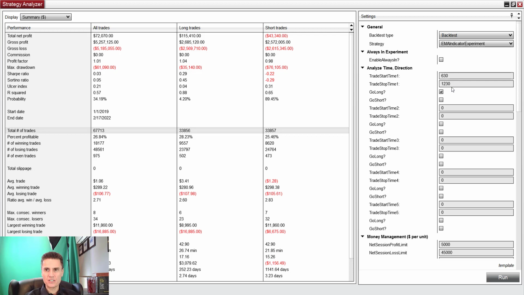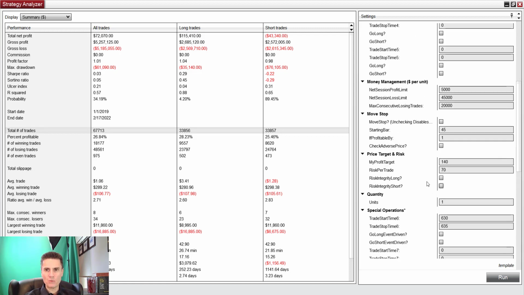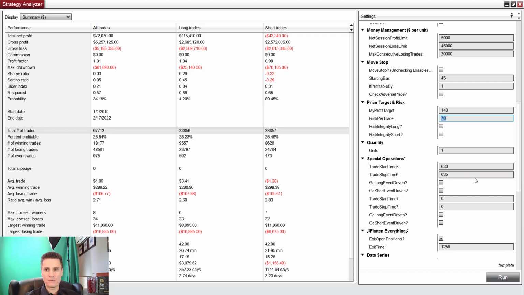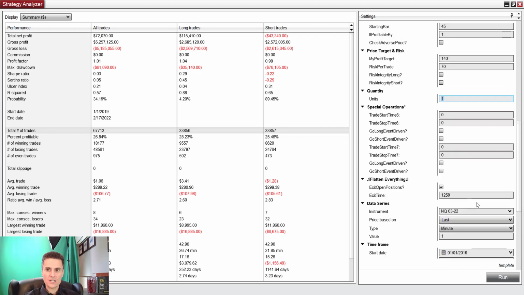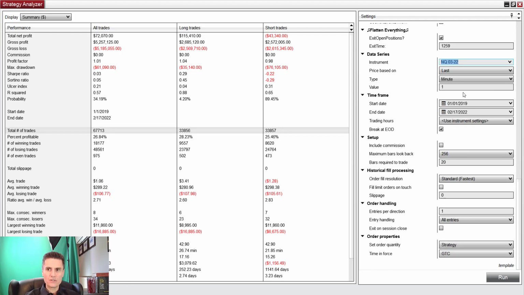That's unchecked, 6:30 to 12:30. We're going long initially. We're not using money management. We're not using move stop, but we are using profit target and risk per trade. We're not using special operations because they're unchecked, but just so that nobody's confused, let's zero that out. One contract, NQ, exiting at 12:59, and we're still running the backtest for 3 years and change.